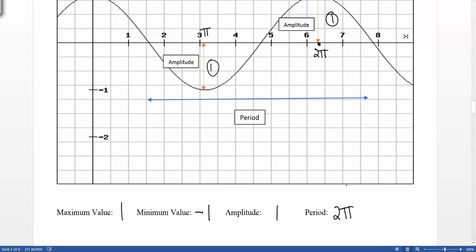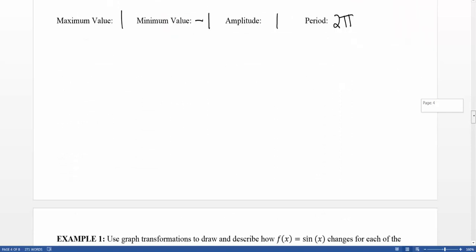So the first thing we want to talk about in terms of sine and cosine, our periodic functions, is applying what we already know to these new functions. And one of the things that we know how to do is graph transformations. So let's go ahead and look at that in this context.